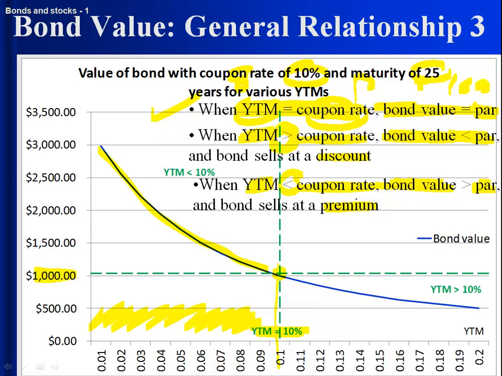Premium. On the flip side, when we're over in this zone and the yield to maturity is greater than 10%, the coupon's 10, so the coupon rate of 10% is less than the yield, so relatively low coupons. That's the case where you trade at a discount and the price is less than $1,000. So you can see graphically what's characterized by those three relationships.